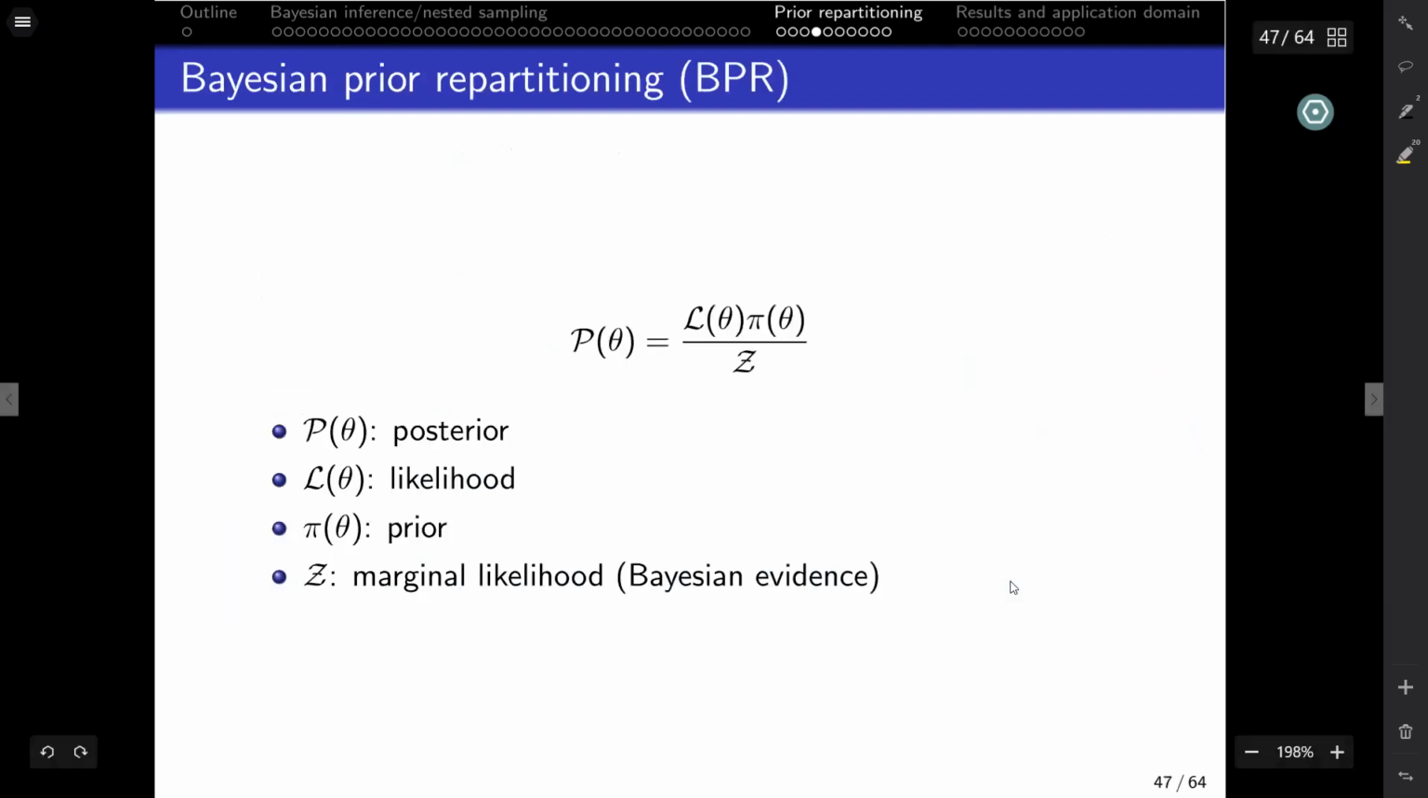Okay, so our solution to this is quite simple. We call it the Bayesian prior repartitioning, BPR. To introduce that, we first need to introduce some simple terms. We still keep the latent parameter, latent variable, as theta. We now have p(theta) as the posterior, L is the likelihood, pi is the prior, and Z is the marginal likelihood or Bayesian evidence.